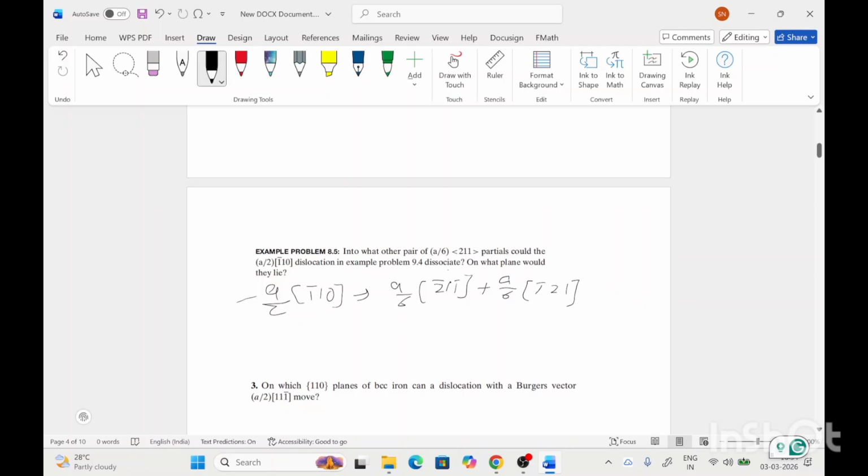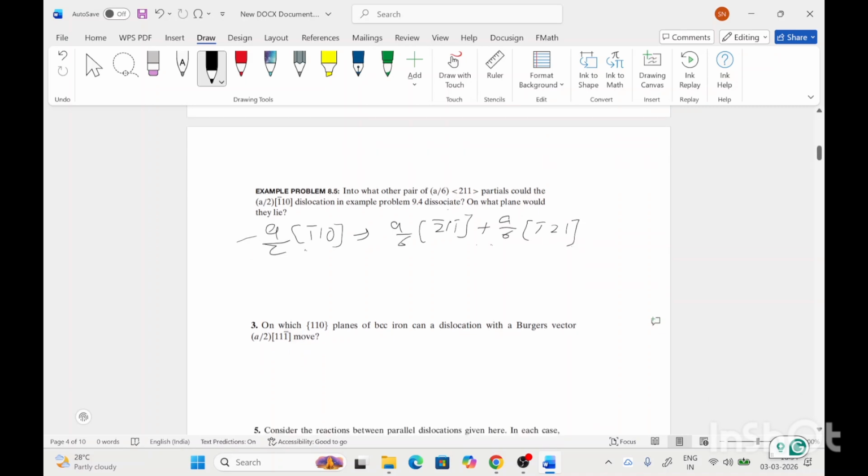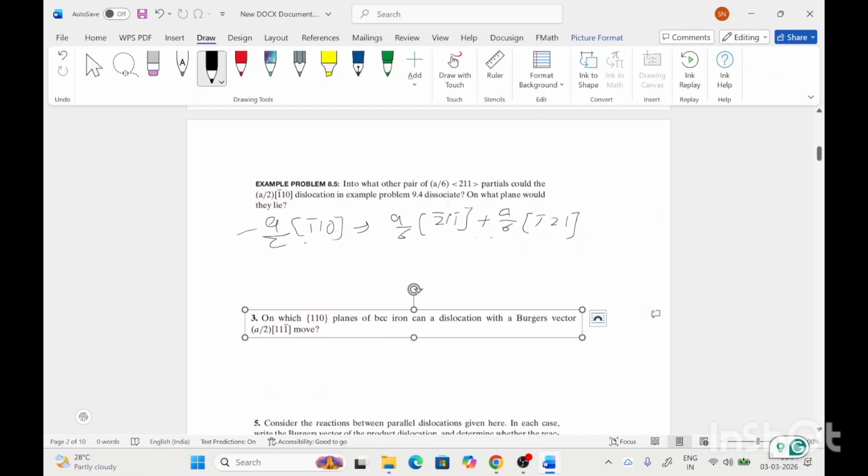Generally, dissociating this dislocation into these partials is energetically favorable. You can cross check it by the energy addition formula. So these are the other two partials for this dislocation. And on what plane would they lie?